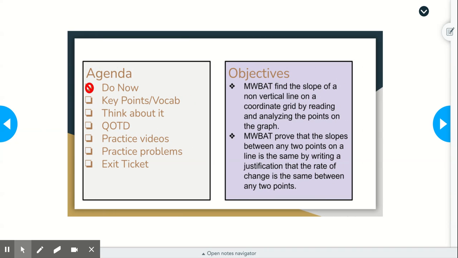Again, this was your agenda. We're still working with these same objectives that we were before we had our two async lessons. Being able to prove that the slope between any 2 points on a line is the same by writing a justification that the rate of change is the same between any 2 points. So for today's exit ticket, that was the task that y'all were asked to do.